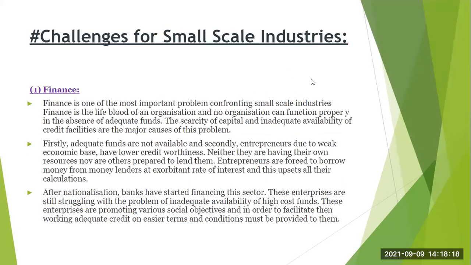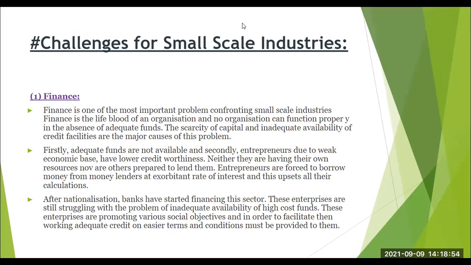Next, number one problem is finance. As we discussed, finance is the blood of the business. So finance is one of the most important problems confronting small scale industries. Finance is the lifeblood of an organization, and no organization can function properly in the absence of adequate funds. If I'm running out of even working capital, I need to think, what will I do tomorrow? What is working capital or liquid capital? It comes into the business for day-to-day use, right? So basically, we need it to meet the daily expenses and the daily requirements of the business. That we call liquid money or working capital.